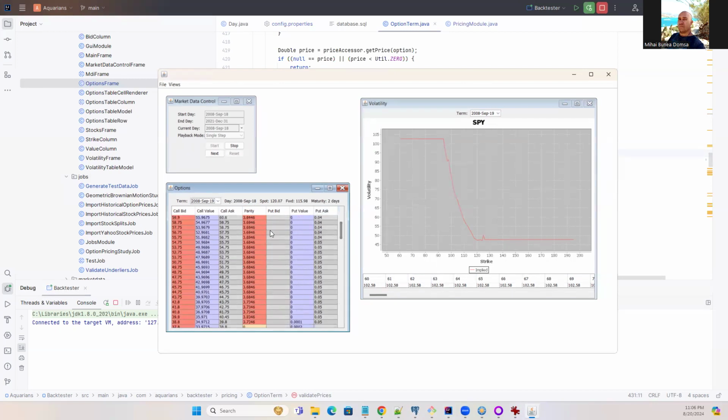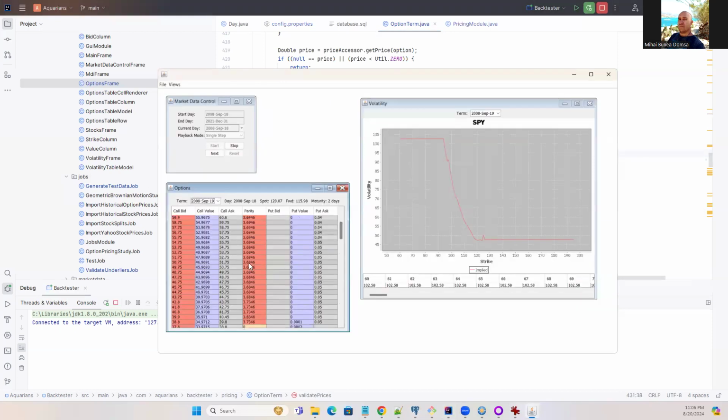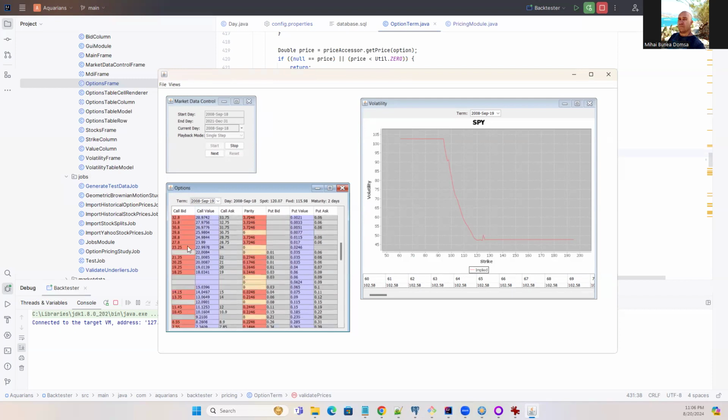For that, we have the second part of the algorithm. The first thing we have eliminated: we're sure that we have monotone sequences for the prices, and now we have calculated a forward without considering faulty values, because before that we could calculate a forward using faulty values. And now we take a look at the extrinsic values.